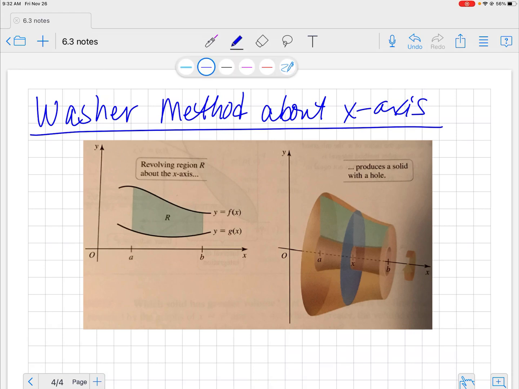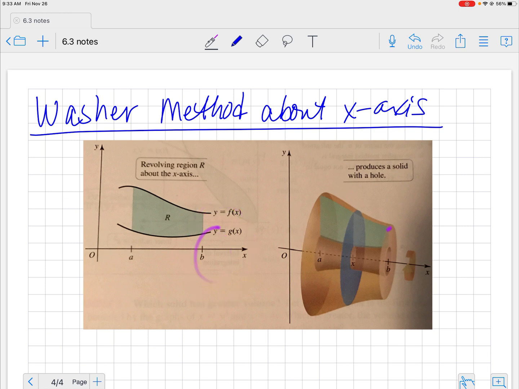All right, so here's the deal. We're going to do a little combo between revolving around the axis and that region between the curves. So we can have a disk method, which is solid right to that x-axis. But what if not everything looks like that, right? What if I have this top curve and this bottom curve? So with these two curves, then I'm going to revolve those around the axis.